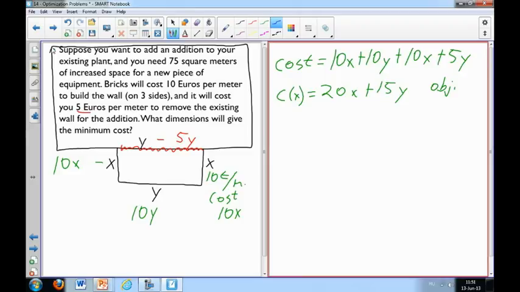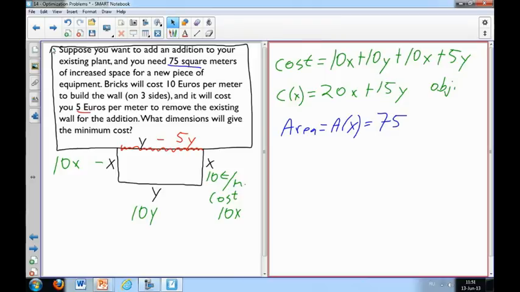Now, the other equation uses the other bit of information that we were given, and that we want to find. We need an area, let's say A of x, and that's going to equal 75 square meters. Well, we need to find two equations in terms of x and y. So we want to find the area of this particular addition. The area of this is going to be x times y.